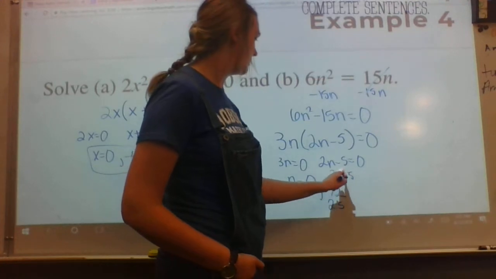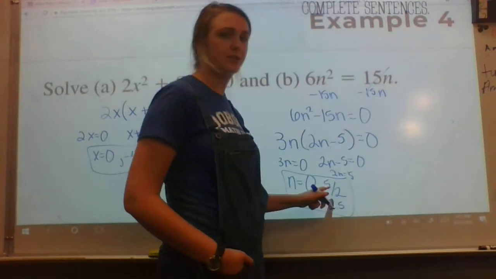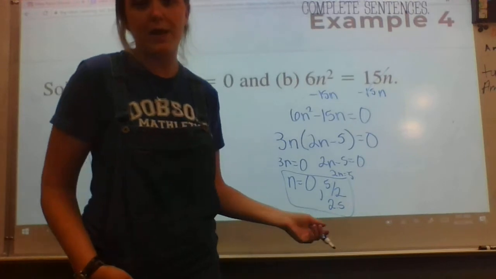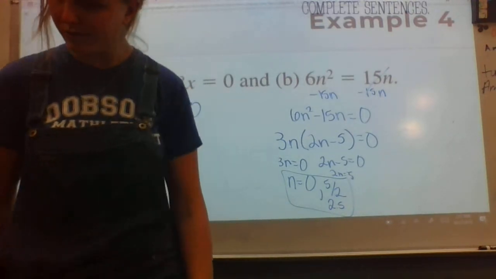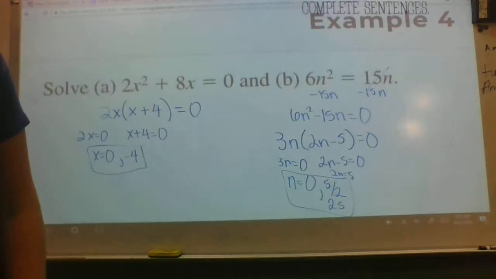I'm writing this one underneath it so that you know there's not 3 answers. These are just the same thing. I don't care which one you like. If you like fractions, leave it as 5 halves. If you like decimals, you can do 2.5 as your answer. Either one is good with me.